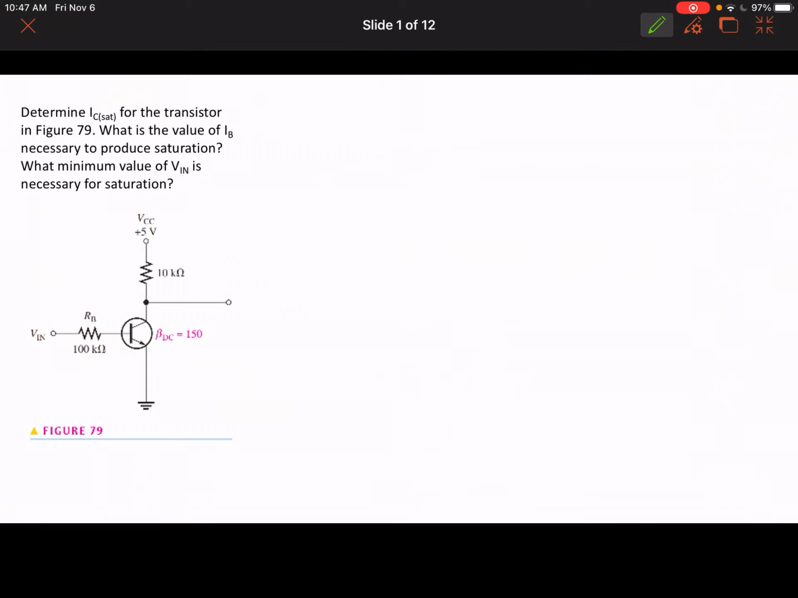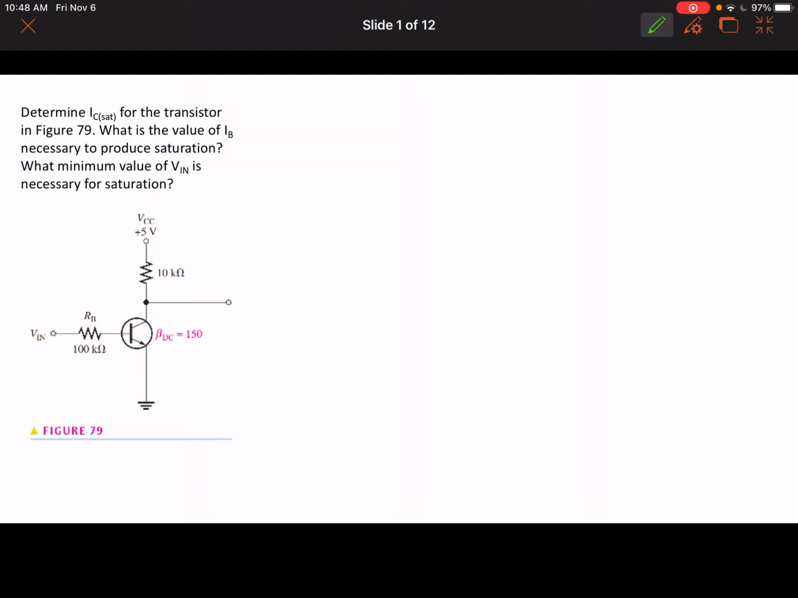Now in this problem, we have a transistor switch. We want to determine the saturation current for the transistor in this figure, and the value of the base current necessary to produce saturation, and finally the minimum value of the input voltage necessary for saturation.